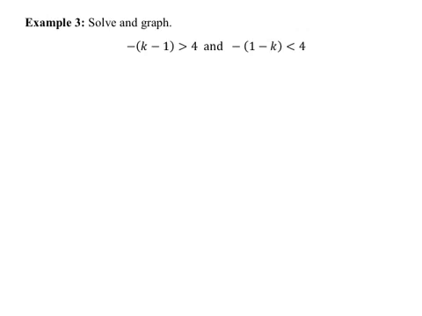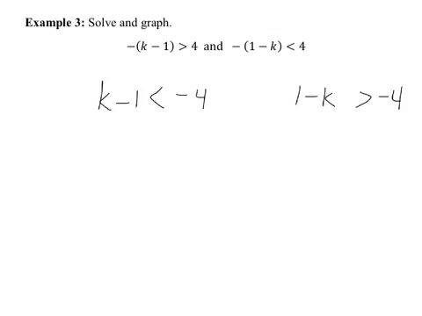Alright, example 3. To do this one on the left-hand side, I would get rid of the negative in the front by dividing by -1 at first. But that means we're going to have to switch the sign right away. So we're going to start by just putting k minus 1, and we'll put a -4, but instead of greater than, put a less than. And the same thing over here. Start with 1 minus k, and then instead of a less than, put a greater than, and that's also a -4.